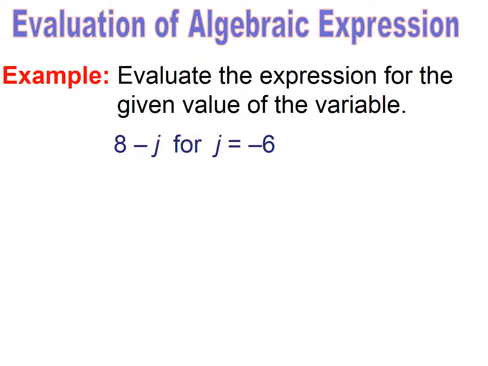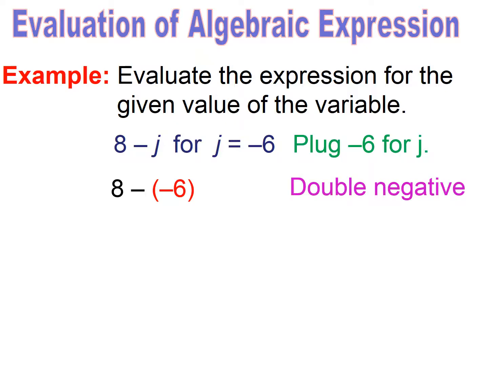So we're going to do an example here. We want to evaluate the expression for the given value of the variable. So I'm given this expression 8 minus j, and it's asking me to evaluate when j is equal to a negative 6. So I'm going to take the expression and I'm going to plug in the negative 6 into j. Now, when I plug in a negative, I like to use parentheses so that I can see double signs. And in this case, I have a minus negative 6, and that is a double negative.